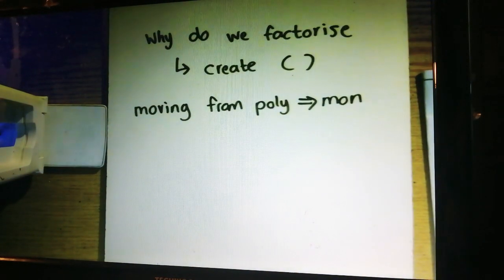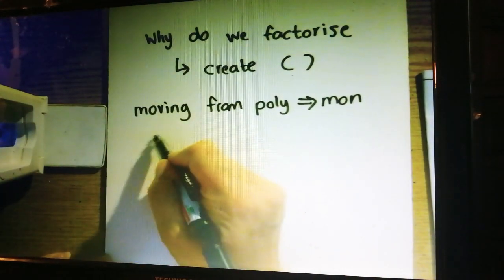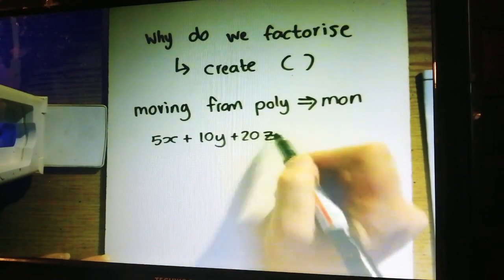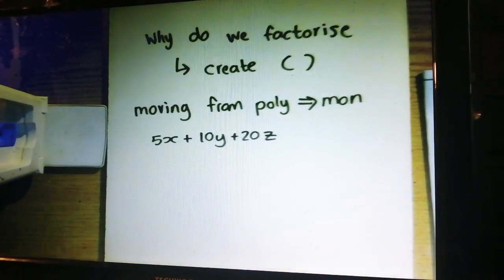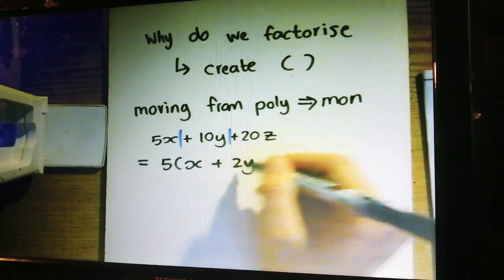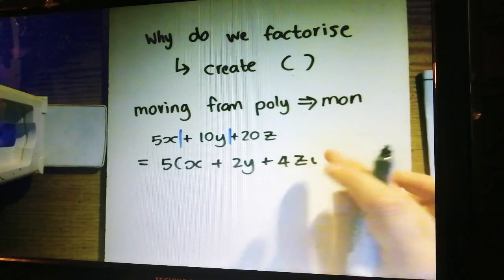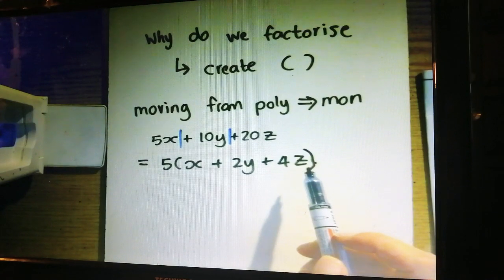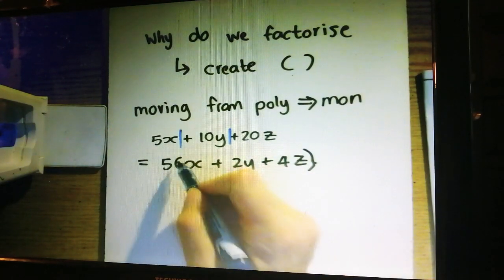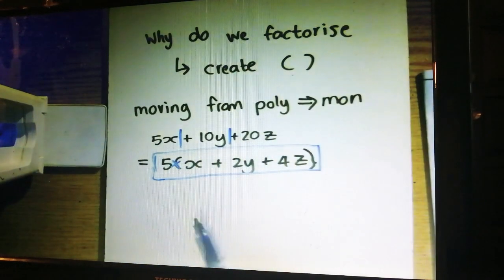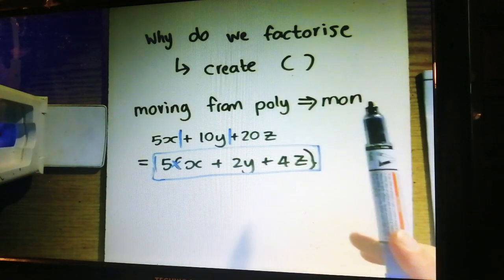If we just look at our very first example that I did, the HCF, we had 5x plus 10y plus 20z. Polynomial, do you agree? They're separated here and here, 3 terms. But when we factorized, we took out a 5 and we were left with this. How many terms do I have here? Terms are separated by pluses and minuses and joined by multiplication or division. It's joined here. This is 1 term. So that's why factorizing is so important, because it moves things from polynomials to monomials.